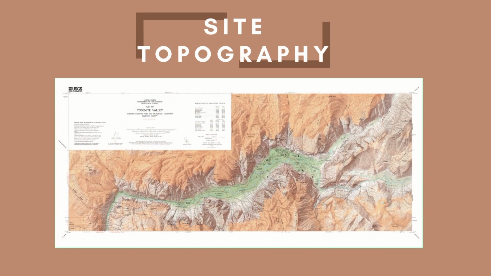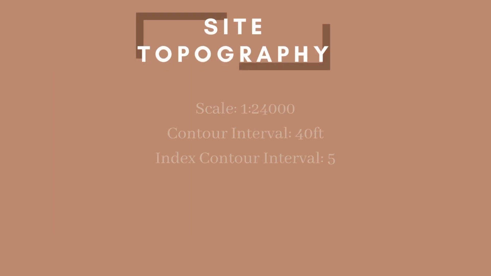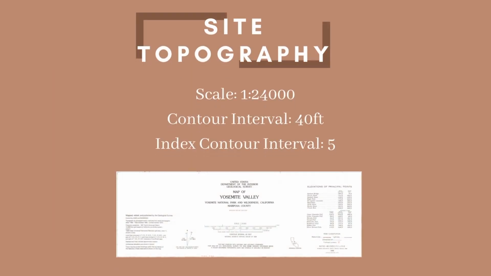On the other hand, the topographic map studies the forms and features of land surfaces. These maps reveal the shape of a landscape, showcasing the elevations that indicate the height above sea level through contour lines. This map has a scale of 1 to 24,000, a contour interval of 40 feet, and an index contour interval of 5. These contour lines allow us to visualize the high elevations of mountains and peaks on a two-dimensional scale.